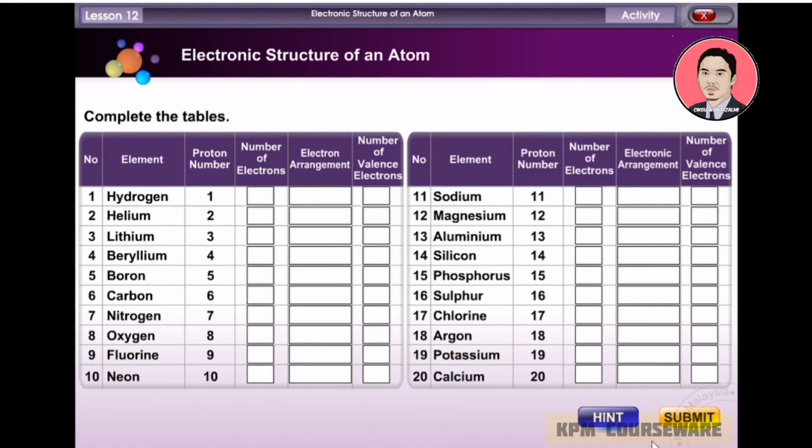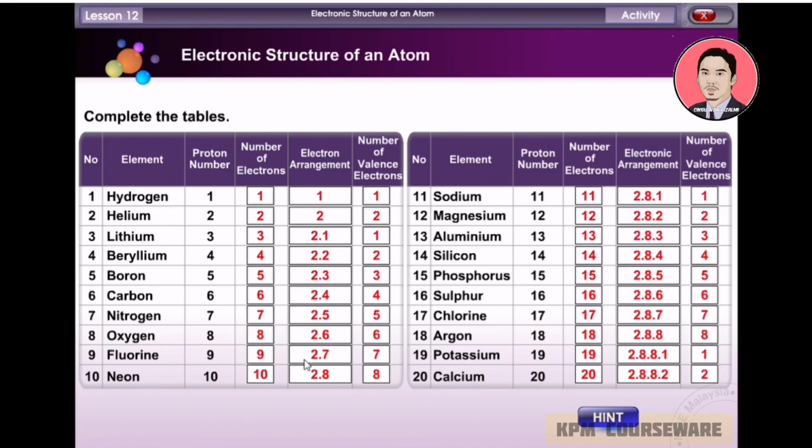Activity. Complete the table below with the correct number of electrons, electronic arrangement, and number of valence electrons. Click on the blinking button to proceed.